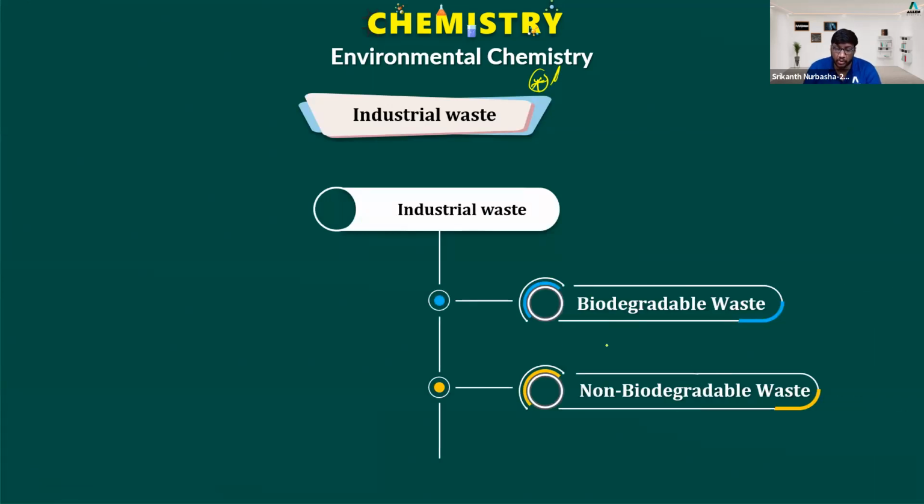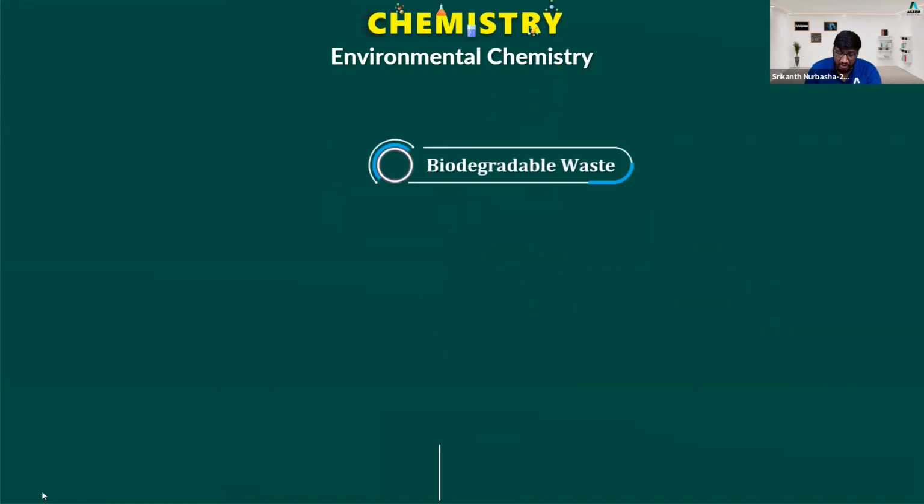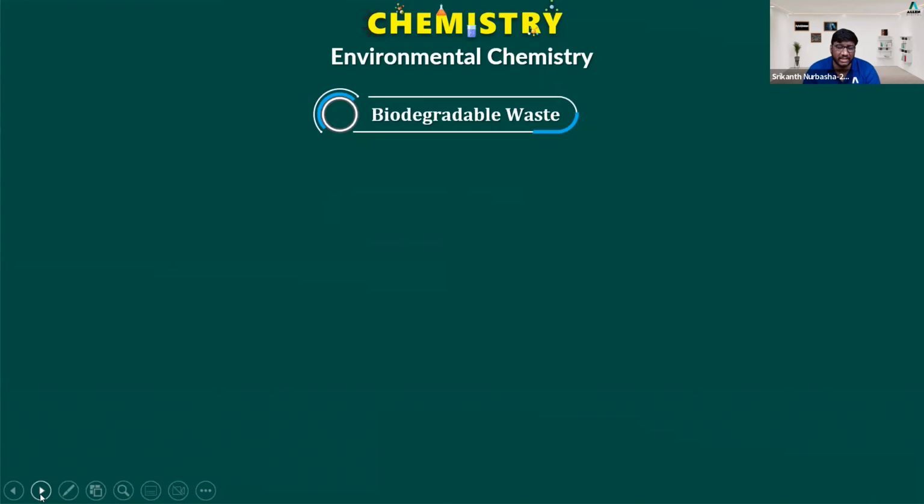Industrial waste has two classifications, like biodegradable waste and non-biodegradable waste. Biodegradable means that it can be degraded by the natural processes happening on the earth, where different biological activities degrade that particular wastage. But non-biodegradable means like plastics, e-waste, iron waste, metallic waste, we have discussed those, right? They are not biodegradable.